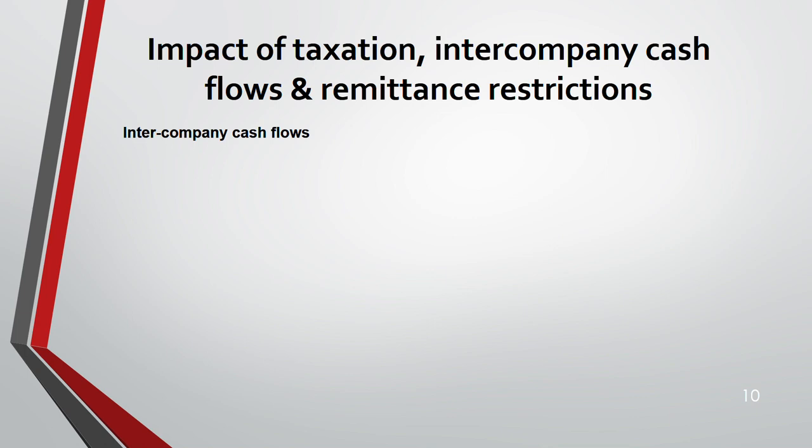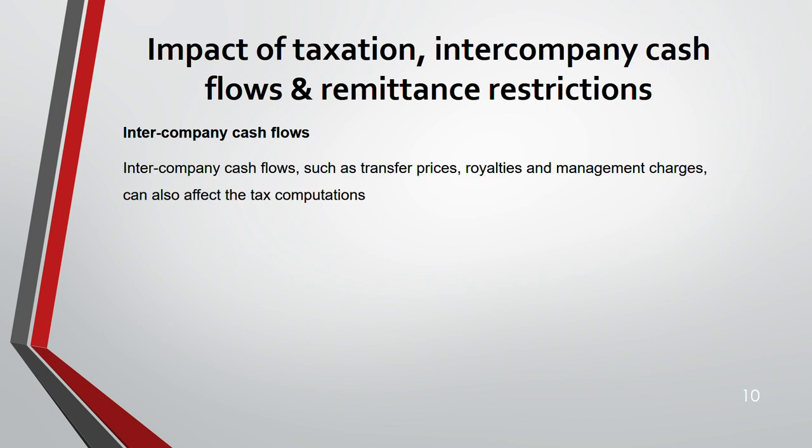So now from taxation, we are moving on towards intercompany cash flows. Examples of intercompany cash flows are transfer price, royalties, management charges. They can also affect tax. You should know these examples of intercompany cash flows. Anything might come up. You might have transfer price to deal with, royalties to deal with, or management charges to deal with. So how do you deal with it?